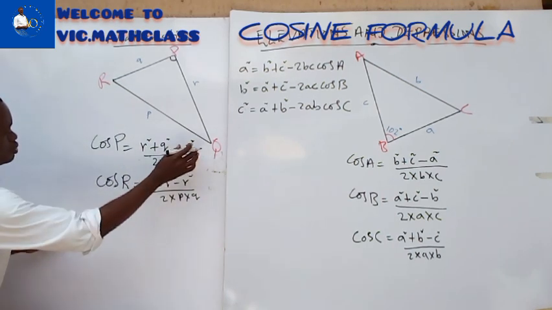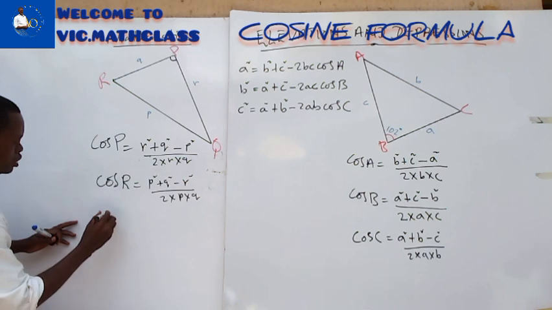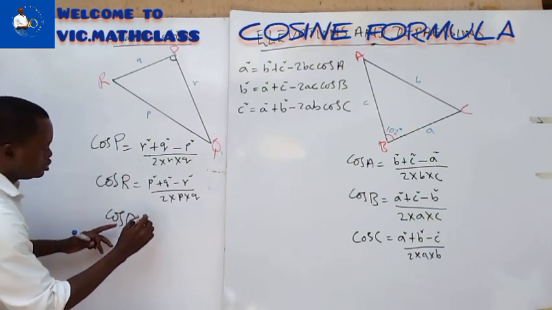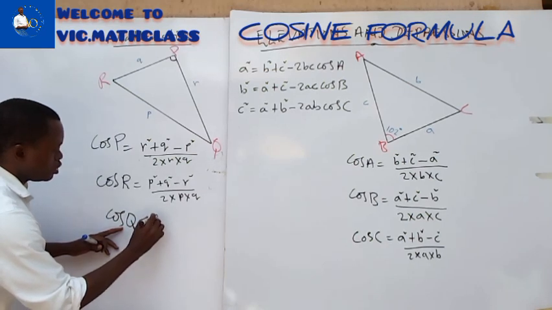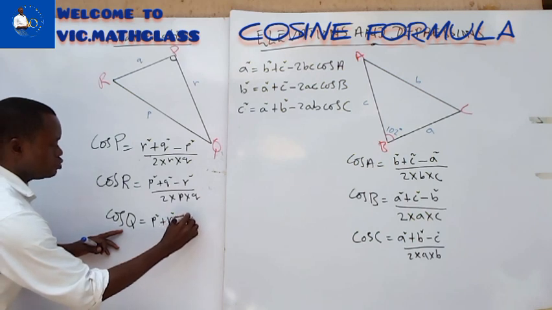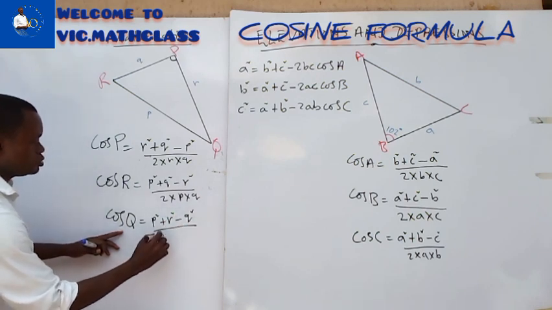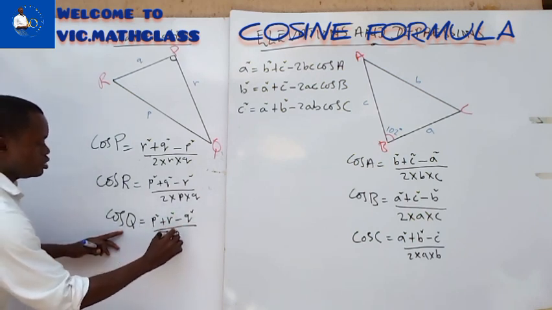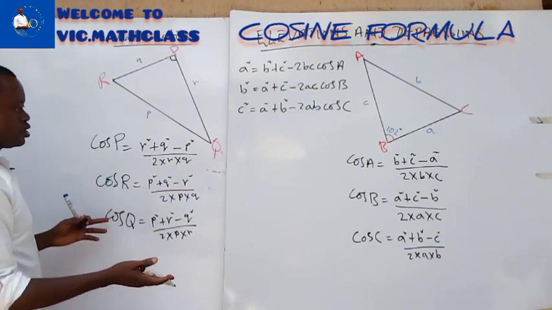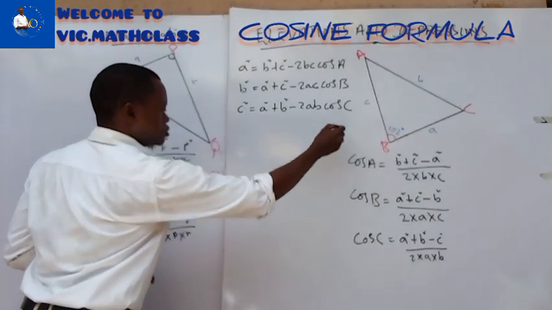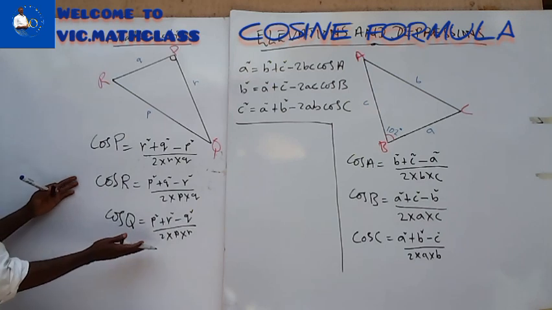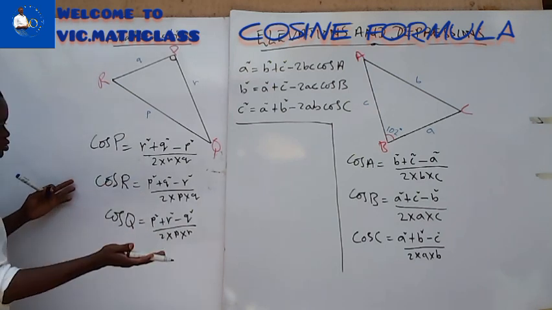And what about which one now? Q. What about cos capital Q? And that will give me, you see, this will become p squared plus r squared. Then I will remove q squared all over 2 times p times r. You can see how simple it is. Okay, permit me to do this one here because I want you to see what I am doing. So can you see? It's super simple.